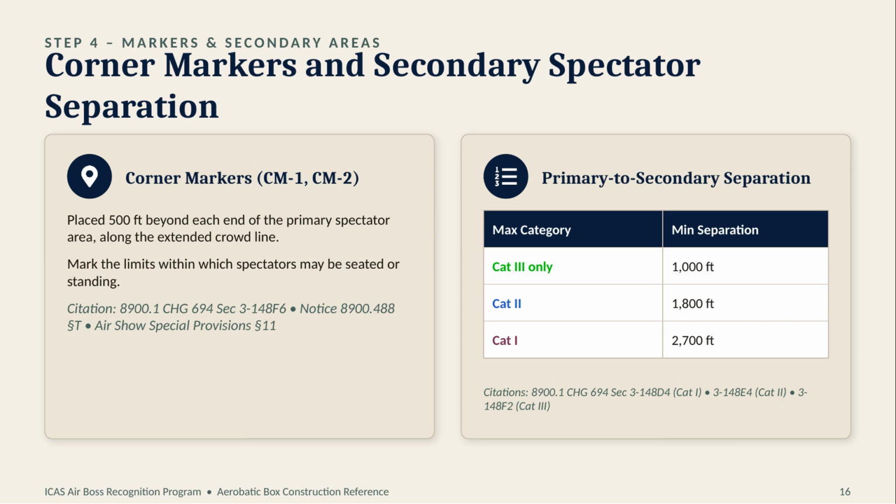Category 1 under Section 3.148D4, Category 2 under 3.148E4, and Category 3 under 3.148F2. Remember this the same way you remember box depth. It's driven by the fastest category present, not by how many categories you're running or how much space the site has.